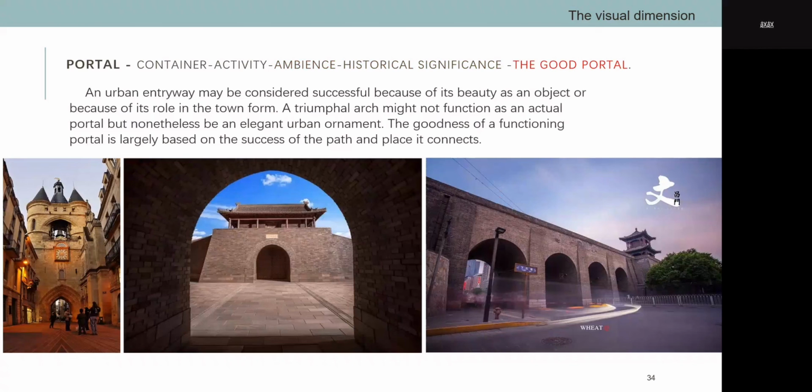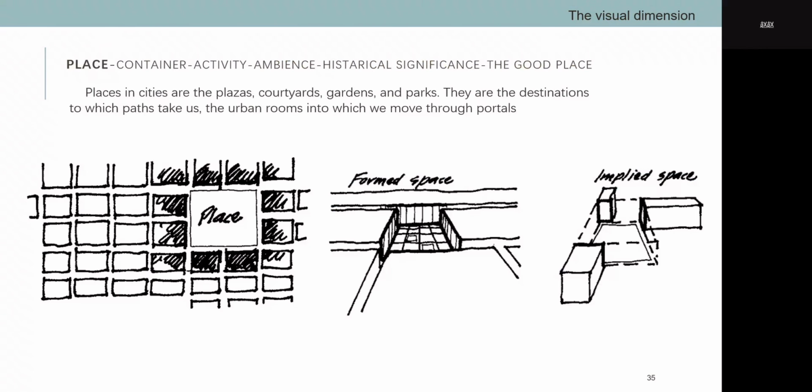Places in cities are the plazas, courtyards, gardens, and parks. They are the destinations to which paths take us, the urban rooms into which we move through portals.